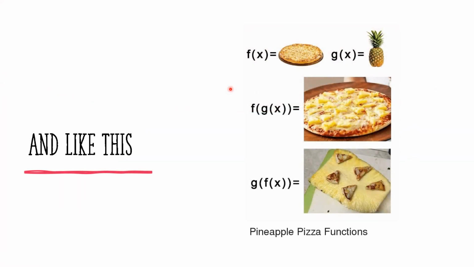Another is this one. This is kind of funny. I found it on the internet. For example, f of x is the pizza, and g of x is the pineapple. When you make a composition of f to g, the pizza would be the base, and the pineapple would be on top. On the other hand, we have g circle of f of x: there will be a pineapple, and then the pizza would be on top. That's so funny, but that's a meme that I got from the internet.